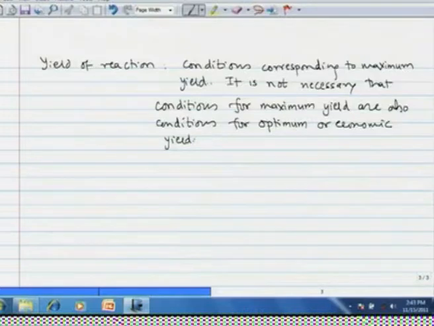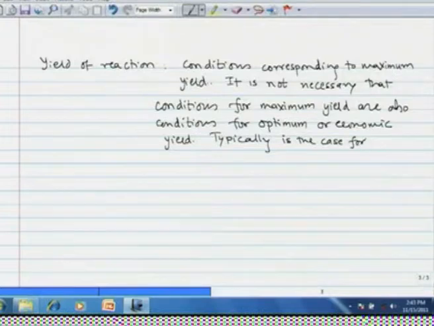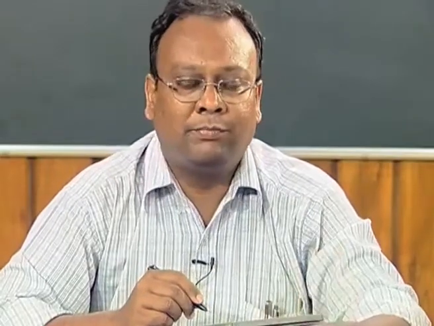And this is typically the case for processes in which the value addition is limited. Okay. That point we also note typically is the case for processes with limited value addition, which means the difference between the cost of raw material and the product that you produce is not much, maybe typically 50, 60, at the most 100%.